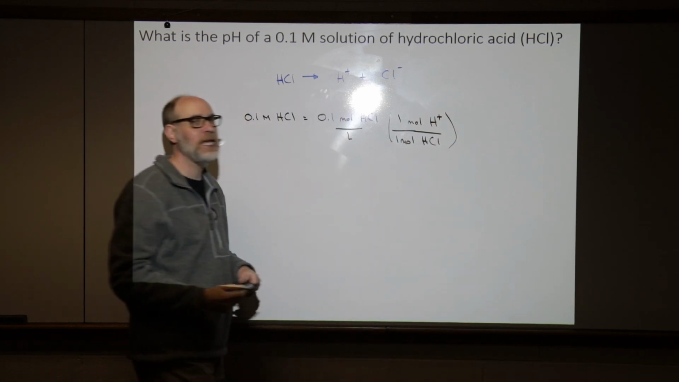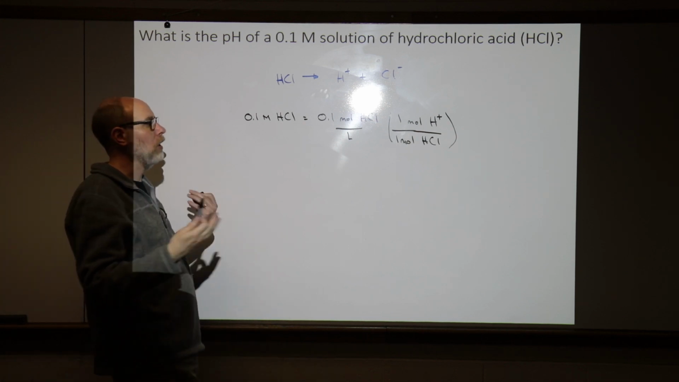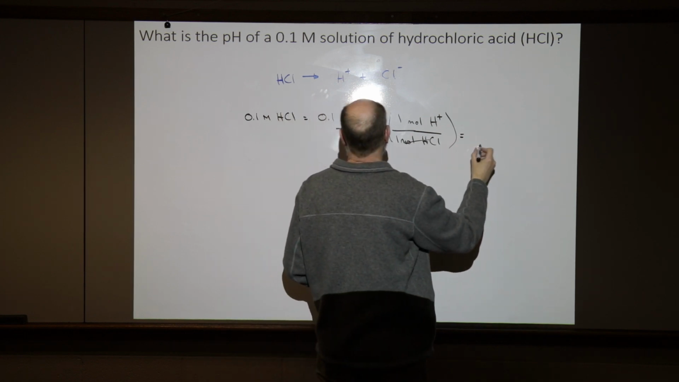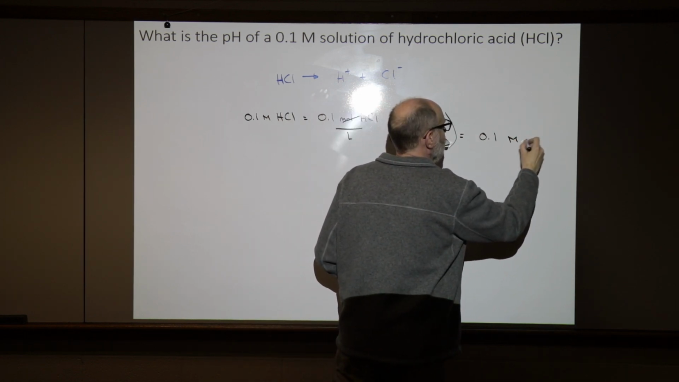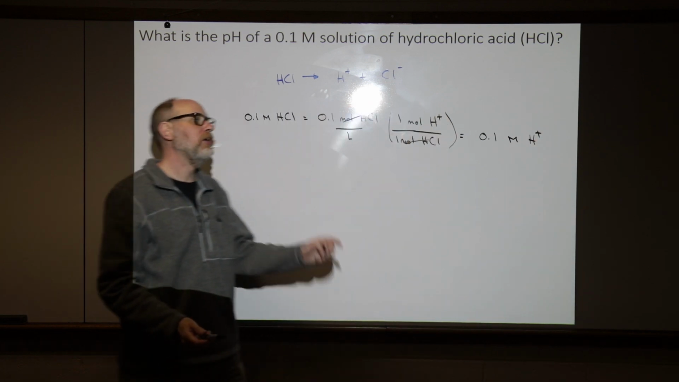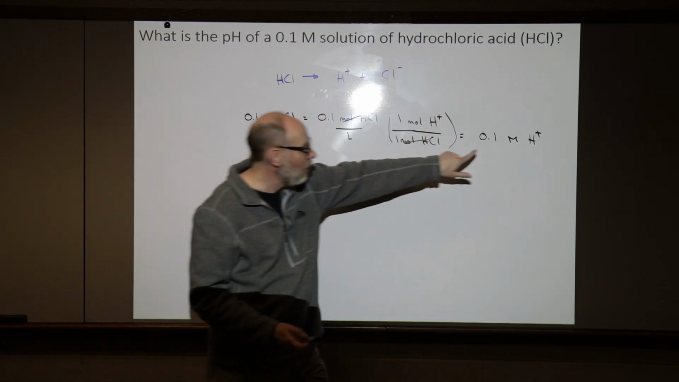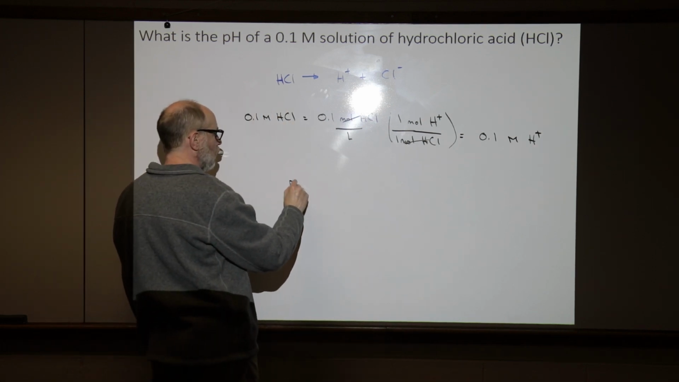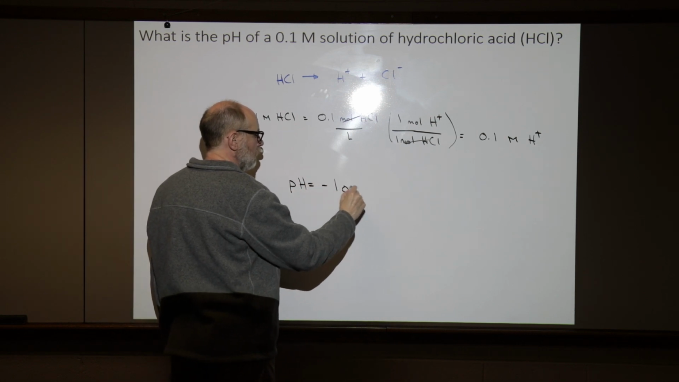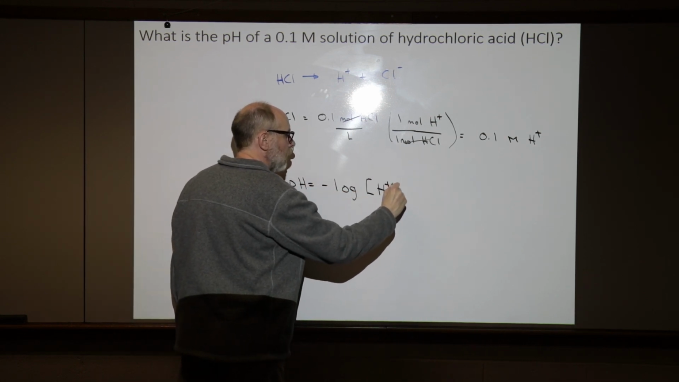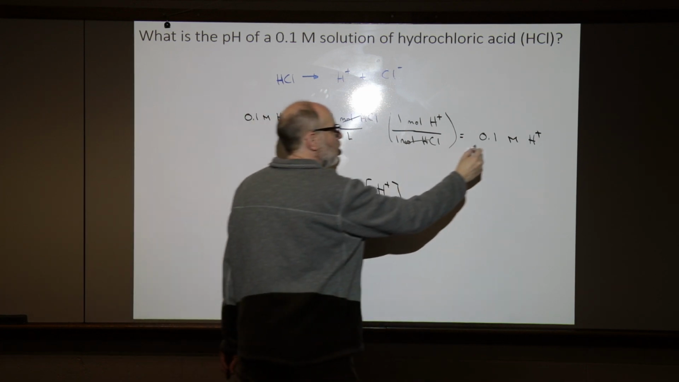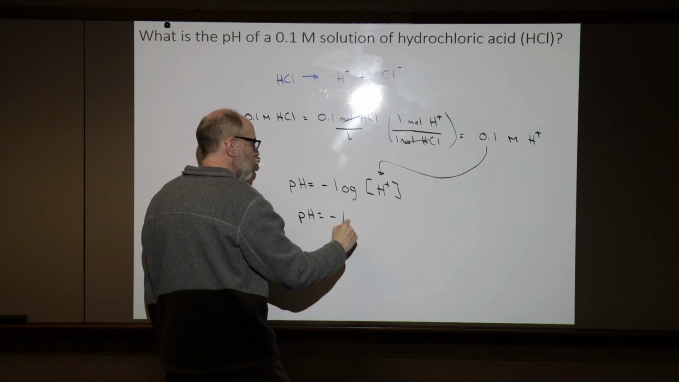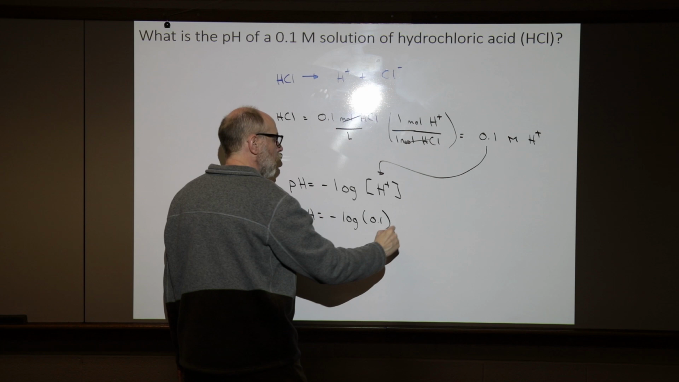And if we're trying to calculate pH, H plus is incredibly important, and its concentration is incredibly important. So those moles cross out, we're left with 0.1 molar H plus. Notice, the concentration of the strong acid tells us the concentration of H plus. From here, it's straightforward. The pH is the minus log of the concentration of H plus. We know the concentration of H plus is 0.1 molar, so the pH is minus the log of 0.1.